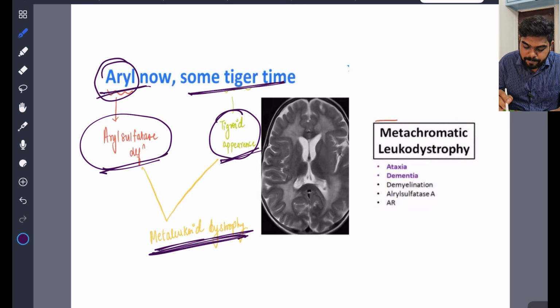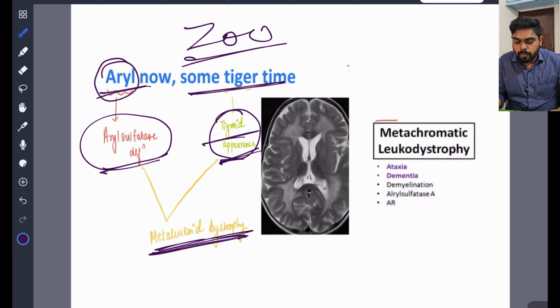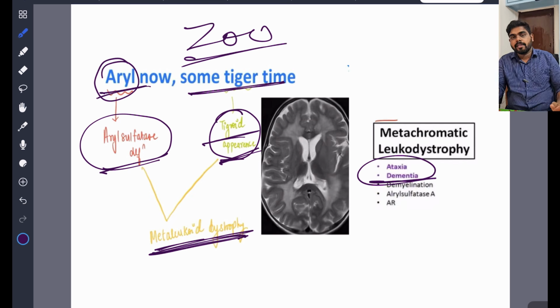Metachromatic leukodystrophy, tigroid appearance. This MRI brain radiological imaging will be there. It's looking like our white tiger, and it is arrive now, it is tiger time. So go to the zoo. This is affecting the brain, right? You can see the MRI changes. That's why ataxia and dementia. Ataxia, loss of coordination. Dementia, memory loss. You are losing some, I forgot this.